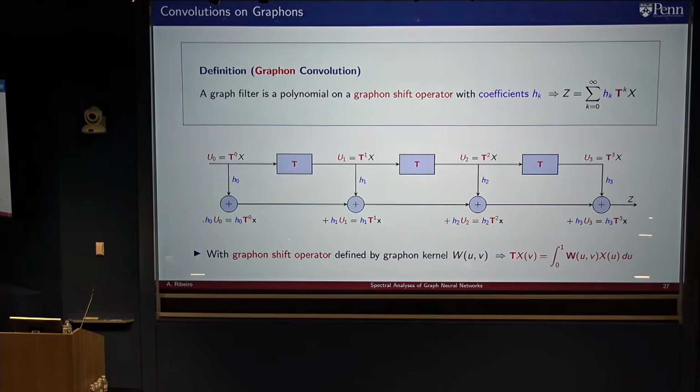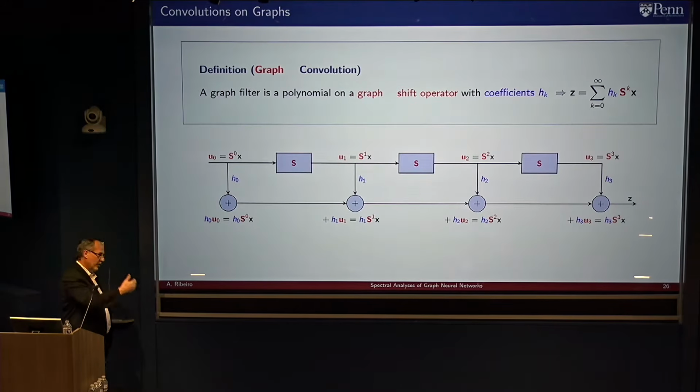Which means that I can construct a kernel, which is, frankly, like a matrix multiplication here, if you allow me the abuse of language, in which T acting on X is defined by this integral. And then I can go through the same chain of operations, right? I apply T once, twice, three, whatever number of times you want, and that is a graphon convolution, which again is algebraically the same object.